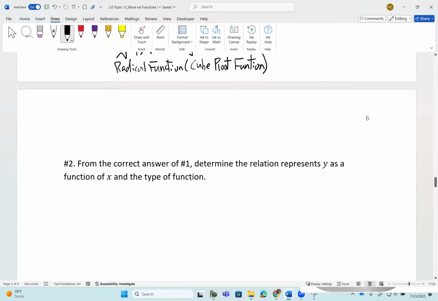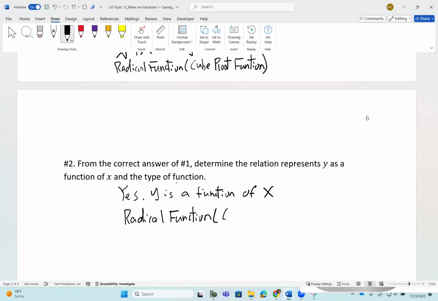Determine the relation representing as a function of x. Yes. So yes, y is a function of x. To be more specific than the type of function, it is called a radical function, or a cube root function. There you go.